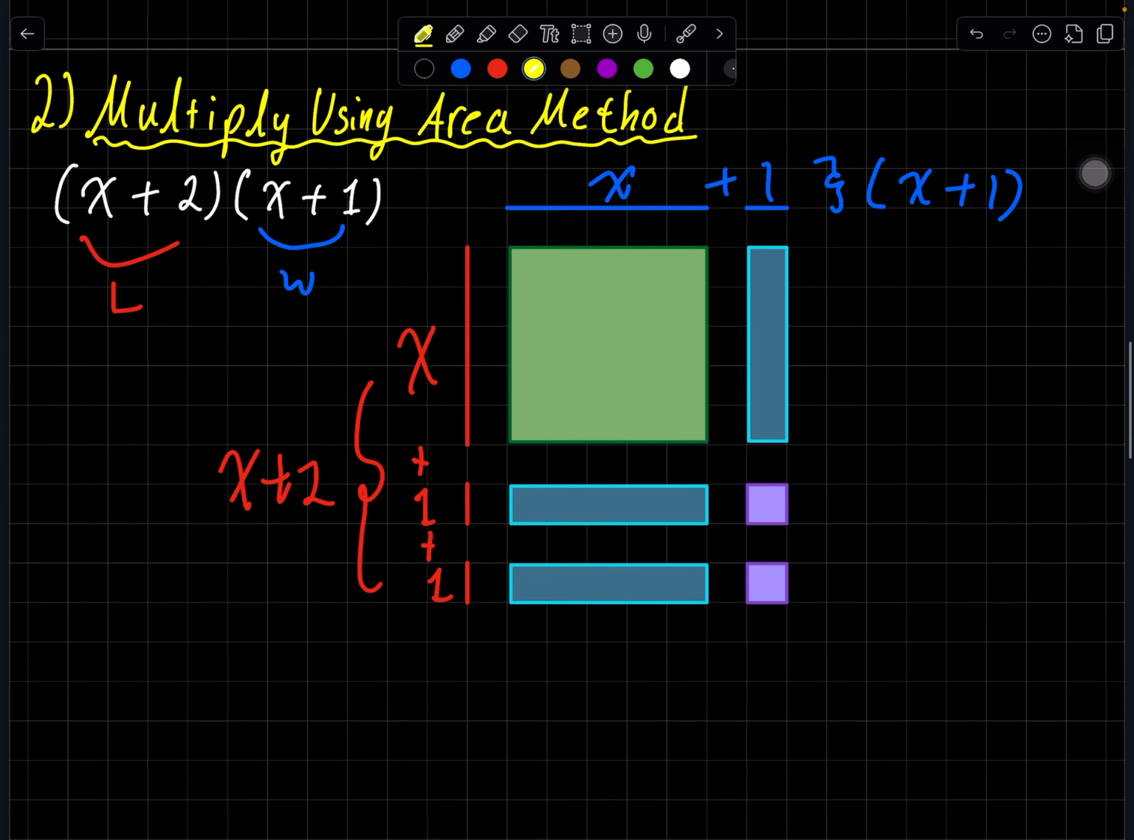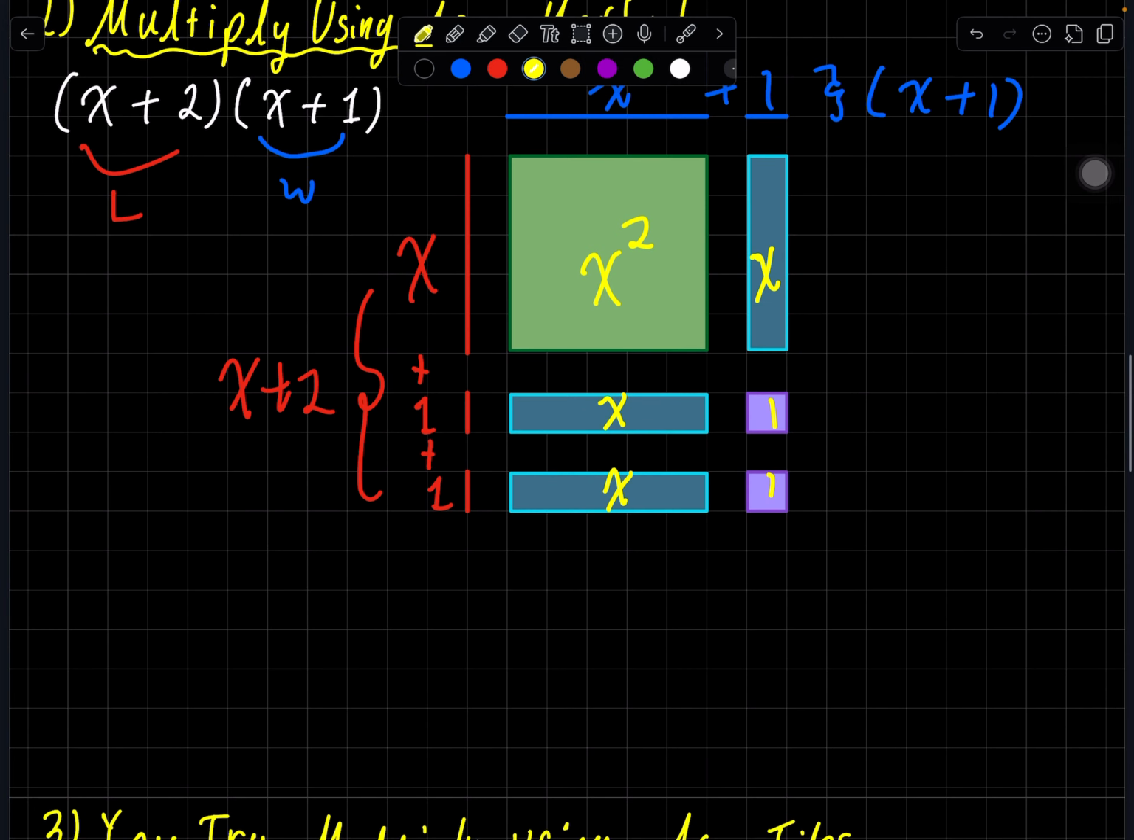So for this green area, we might have to recall that it has an area of x squared. Each of the blue areas, or the blue bars, have areas of x, and the purple squares have areas of 1. So let's just count. How many x squareds do we have? Well, we have 1 x squared, and that's it. And then we need to add in however many x's we have, and we could see that we have 3 x's. And now we just need to add how many unit squares we have, which is just 2.